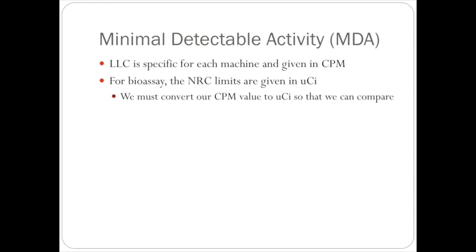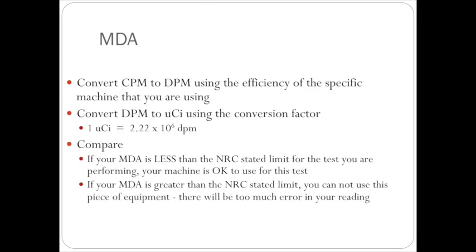An MDA is basically, we're just going to use your efficiency again. You've already calculated it for your machine. So you calculate your LLD in counts per minute. Then using the efficiency, you convert that into disintegrations. Then you convert disintegrations per minute into microcuries using the conversion factor 2.22 times 10 to the 6 disintegrations per microcurie. Once you get that number, that is your MDA, your minimal detectable activity. If your MDA for your machine is less than the NRC stated limit, 0.04 microcuries for this test, then your machine is okay to use for this test.